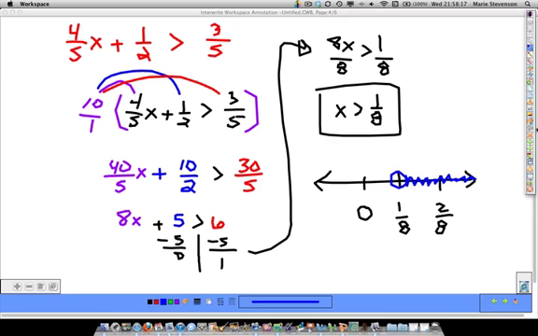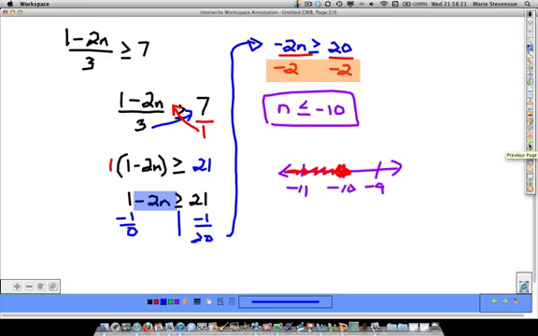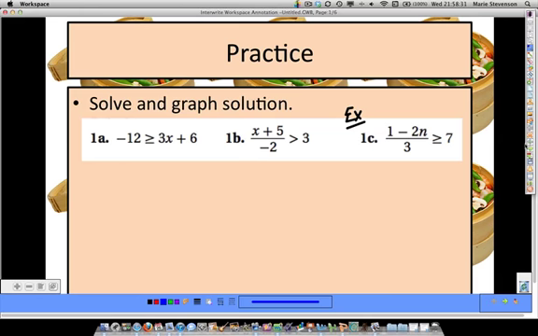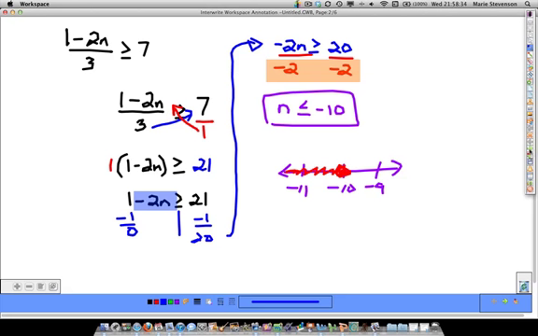Okay, so notice what we're doing here is we're using all the same skills we did from chapter 2. It doesn't matter if you have fractions, you can clear the fractions. It doesn't matter if you have a fraction in this sense, because you just cross multiply and then you distribute. We didn't have to distribute here.